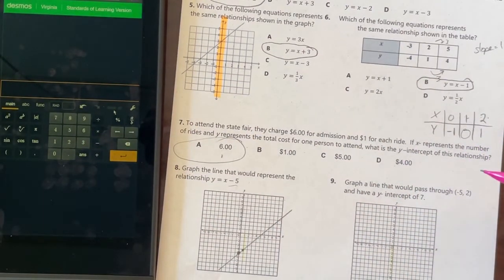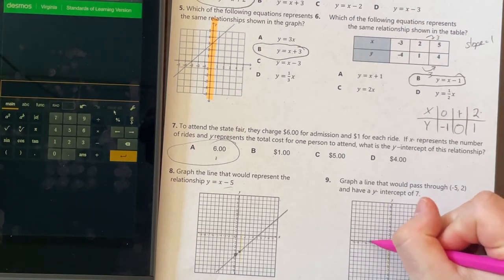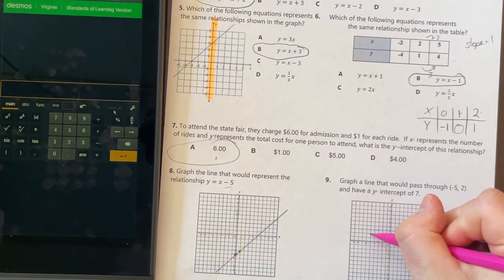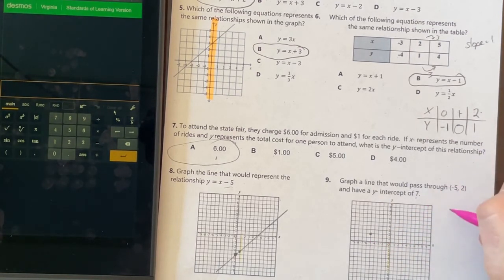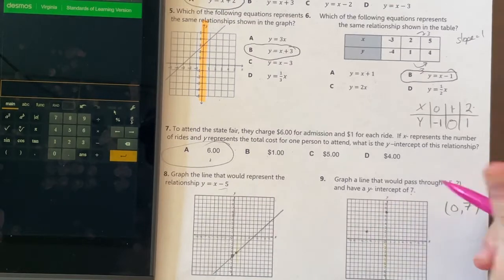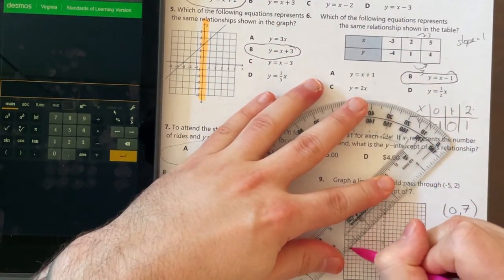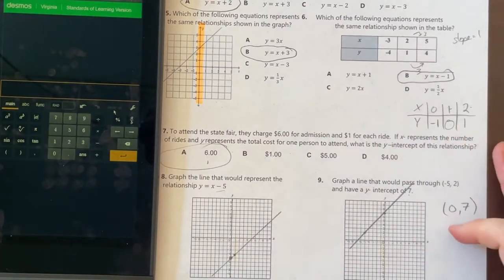And then same kind of situation. It goes to the point -5, +2. So we have -5, +2. And we know the y-intercept is always where x equals 0. So it goes to the point 0, 7. Connect that line. And we are good.